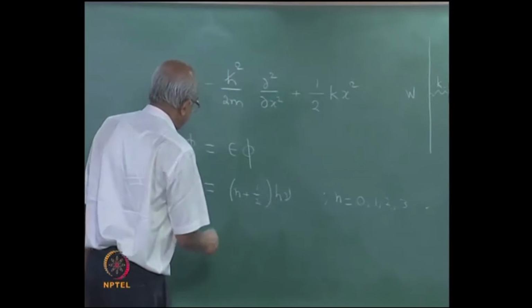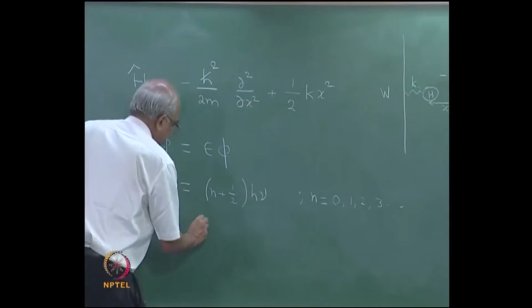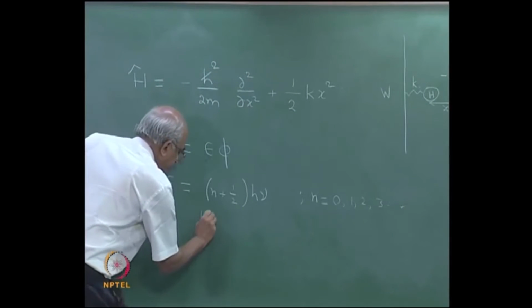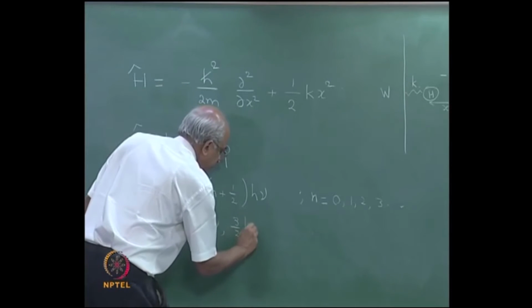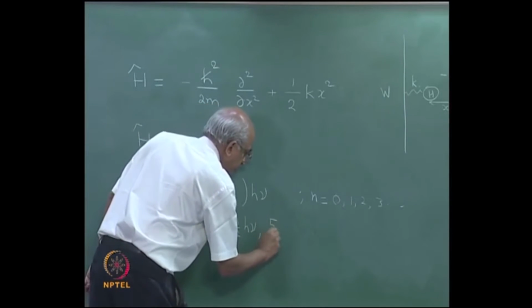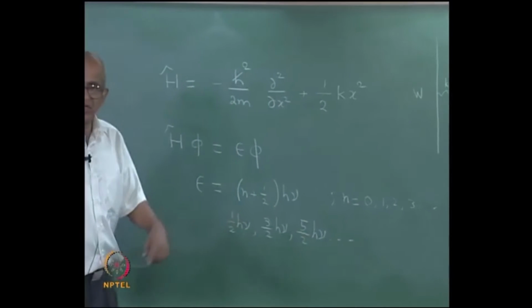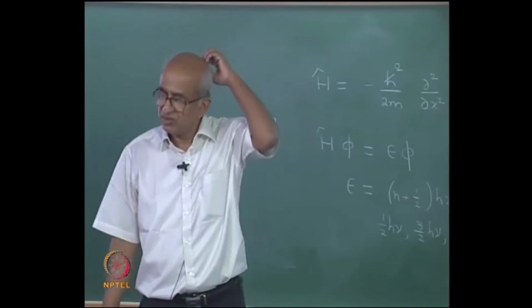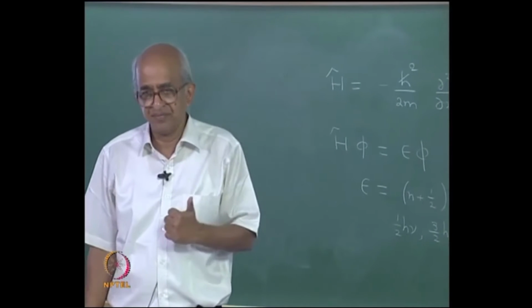This means that the different possible eigenvalues are obtained by putting these values of n, which give half h nu if you put n equal to 0, or 3 by 2 h nu, or 5 by 2 h nu, etc. These are all different possible eigenvalues of this Hamiltonian operator for the harmonic oscillator.